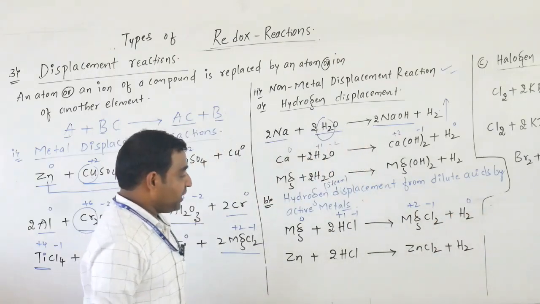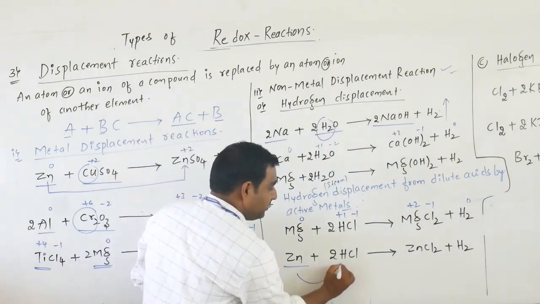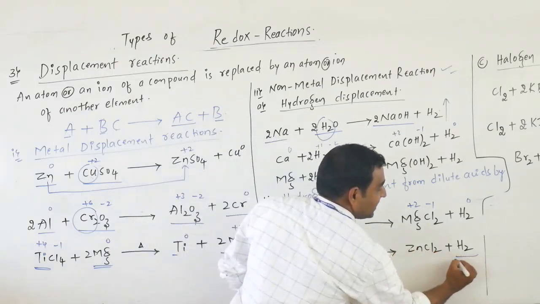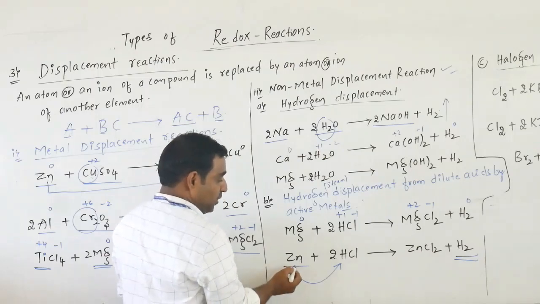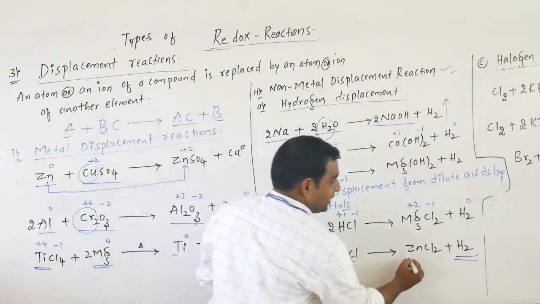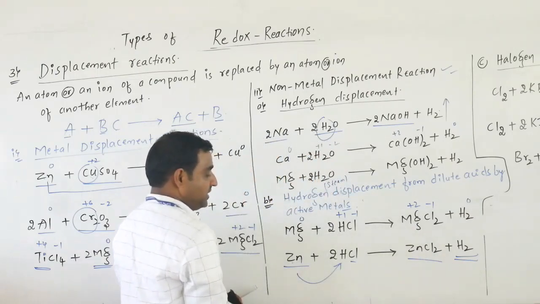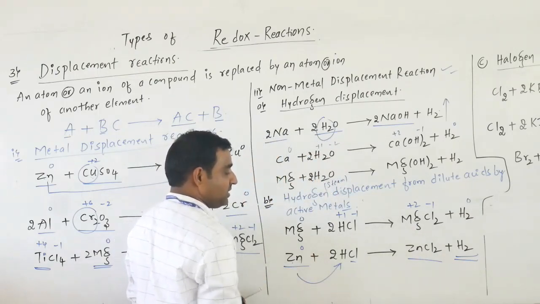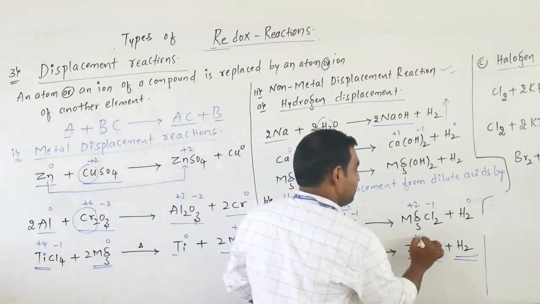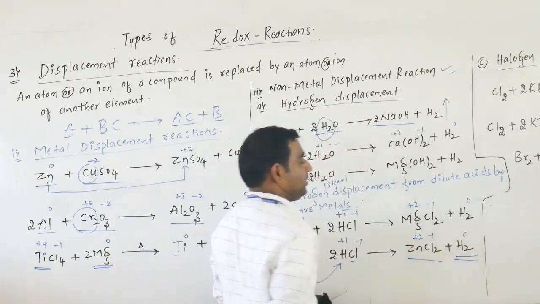So now here zinc is the active metal, reacts with the dilute acid. Hydrogen is replaced from the HCl. So zinc reacts with the chlorine, zinc chloride is formed and hydrogen is replaced. Zinc having a 0 oxidation state, hydrogen having a +1, -1, it is +2, -1, it is 0 oxidation state.